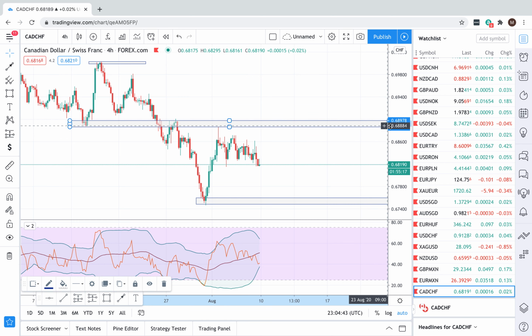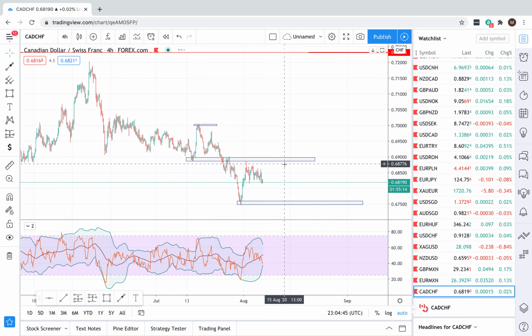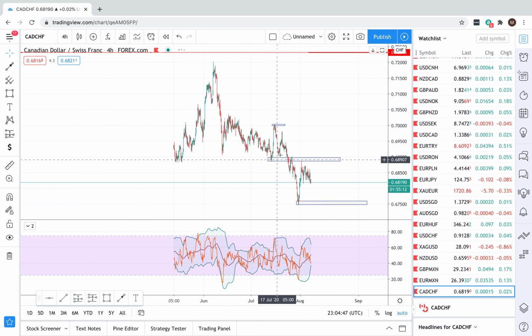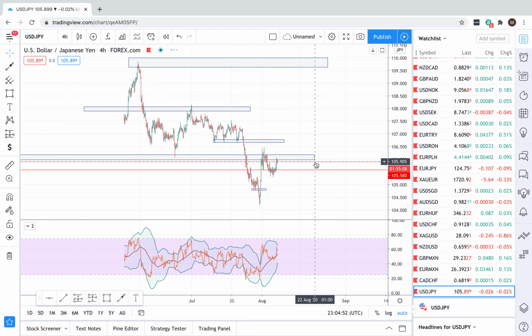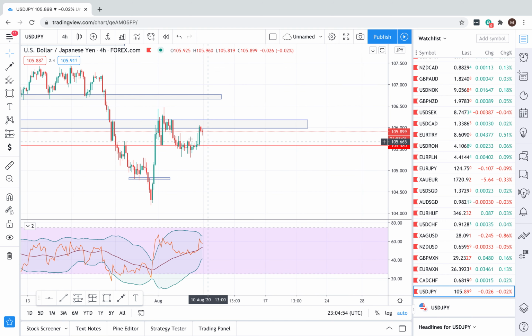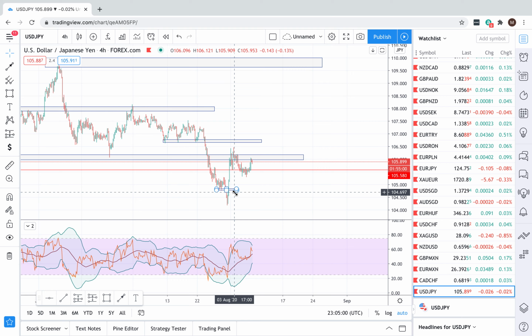Extend that level over here. We can have a retest of CAD CHF again to go in short, or break of this level and a retest to go in short as well. Same thing with USD JPY. We can have more rejection potentially at this level to go in short as well. Let me delete this level.